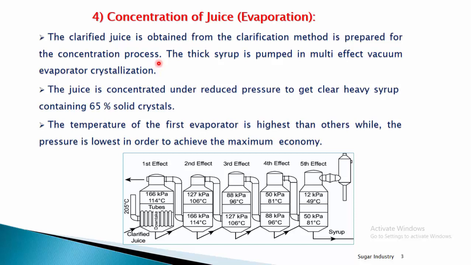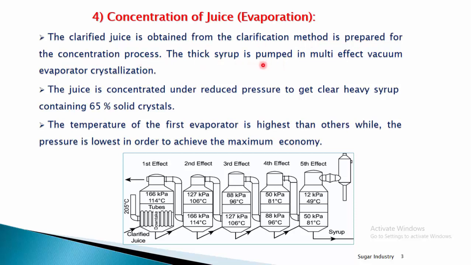It means very simple. What is the concentration of juice? Concentration of juice is nothing but the evaporation of the water molecules. As we know, sugarcane juice contains 70 to 75% water and the remaining percent is sugar, that is sucrose, which can be crystallized by means of concentration of the juice.